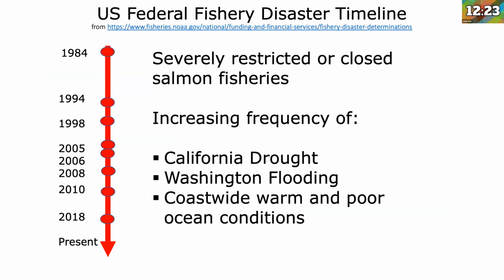And one of the timelines that I like to keep tabs on, that at least provides one way of gauging the socioeconomic fallout of these impacts, is the US Federal Fishery Disaster List. And something that I think is clearly happening is that people are getting more and more tuned into the fact that there is a program where they can seek relief, and people are getting better at that. But there's also just this increasing frequency of widespread climate-driven fishery disasters. And many of those are related to California drought, a few Washington flooding, but one of the most frequent things that you see are coastwide warm and poor ocean conditions, leading to low abundance and poor economic returns on fisheries.